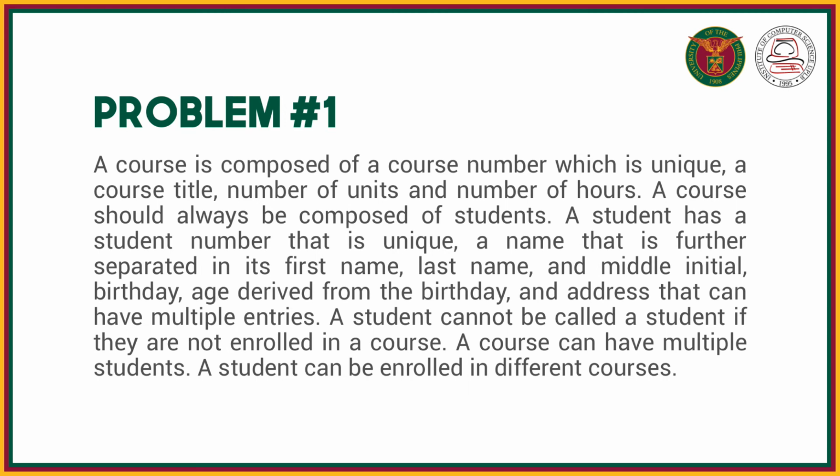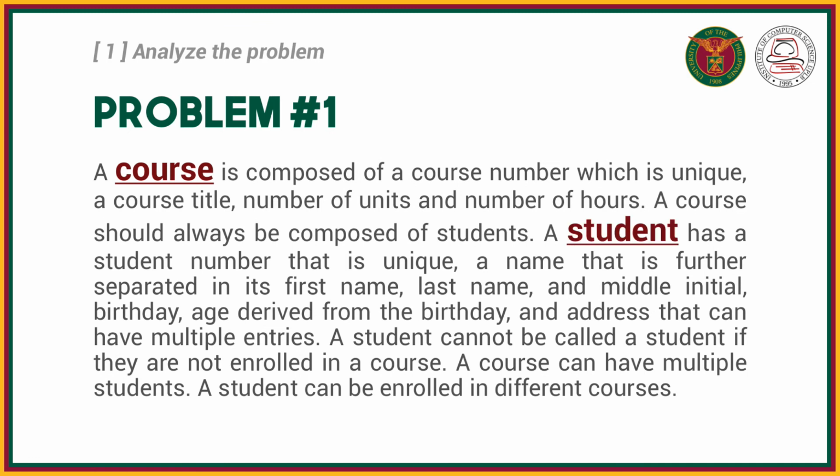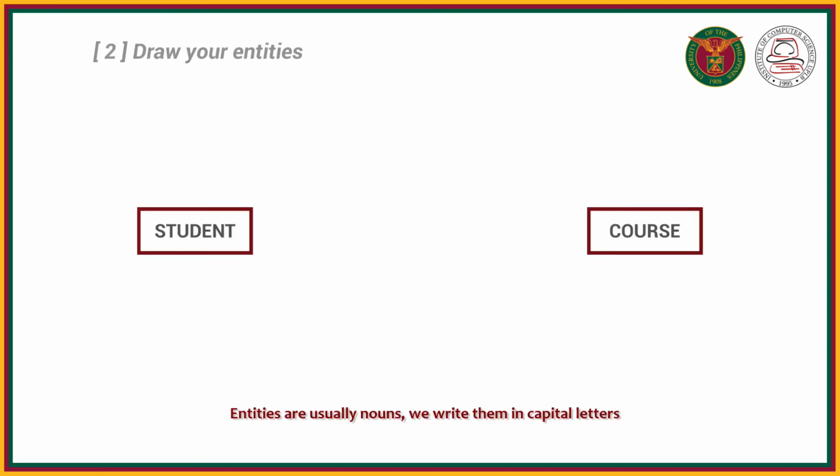So first, let's try to isolate our entities. Looking back, entities are objects in the real world, and usually these are nouns. So let's try to think which of these can be our entities. So maybe we can have course and student. Let's try to draw our entities using our notation. So we have course and student enclosed in a rectangle. Now let's try to add the attributes, or the properties or characteristics that describe our entities based on our problem.